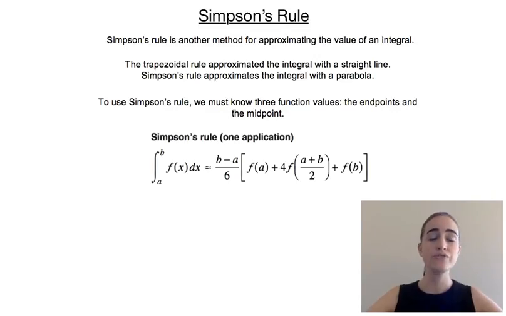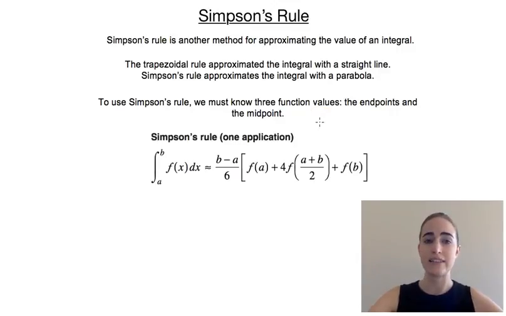Now the Simpson's rule formula is given to you on your formula sheet that you'll have in every exam. So what it says is the integral between a and b of f of x dx is approximately equal to b minus a, so our upper bound minus our lower bound, over 6, outside of the function value at our lower bound, plus 4 times the function value at the midpoint between our upper and lower bounds, plus the function value at that upper bound.